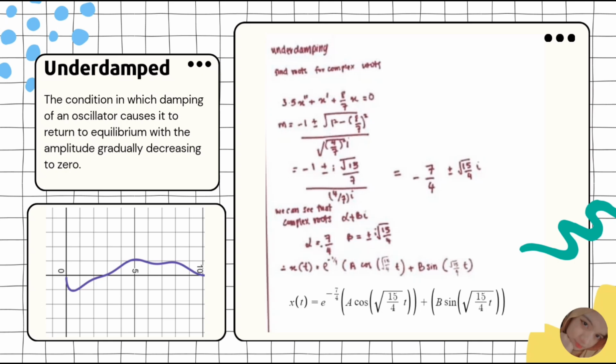Second, we can look at underdamped. Underdamped is the condition in which damping of the oscillator causes it to return to equilibrium with the amplitude gradually decreasing to 0. Firstly, we find the complex roots using the roots formula: negative 1 plus or minus the square root of 1 squared minus 4 over 7 squared, and then we get negative 7/4 plus or minus square root of 15 over 4 i. Then we get the complex root alpha and beta like this, and we substitute into the equation x(t) equals e to the power of negative 7/4 t, times (A cos(√15/4 t) plus B sin(√15/4 t)), and then we get the position versus time graph like this.